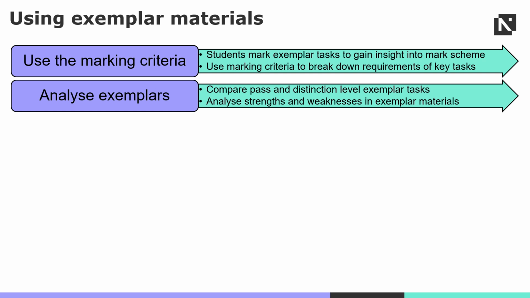Compare and analyse exemplars. So show students both pass and distinction level work for the same task. Get them to highlight key differences such as depth of analysis, quality of technical language, use of evidence, or level of detail.